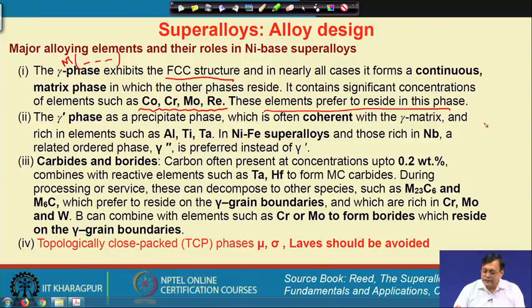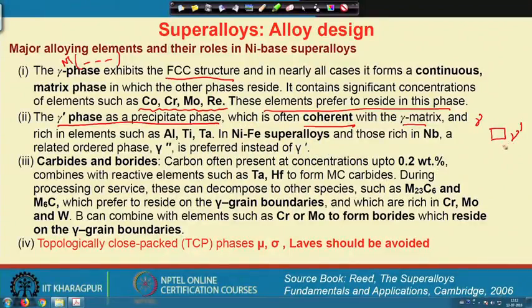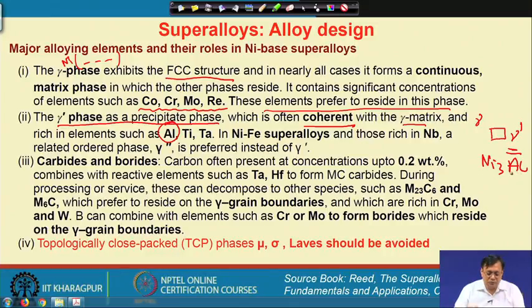Whereas, inside the gamma matrix we add a gamma prime phase. We prefer that this gamma prime phase should form, and this is a precipitate phase which is often coherent, and you understand a coherent precipitate provides a very good strengthening effect inside the gamma. So, this is an ordered FCC phase, and since it is Ni3Al it is rich in aluminum, meaning 25% aluminum is there. However, we also add some amount of titanium and tantalum to further strengthen.